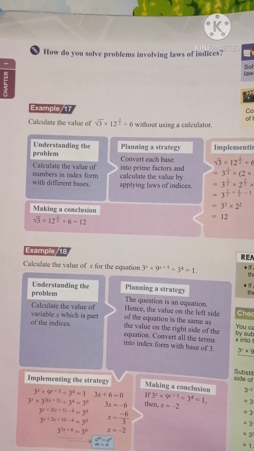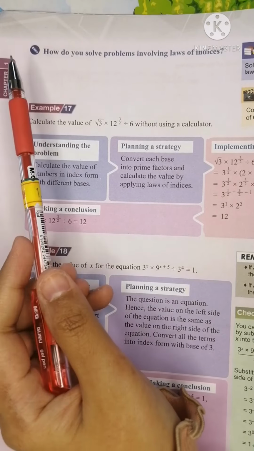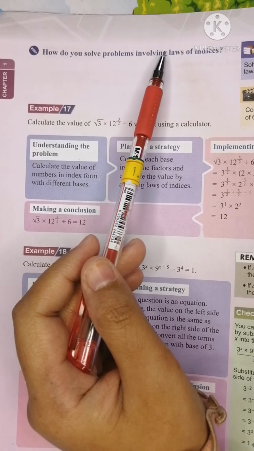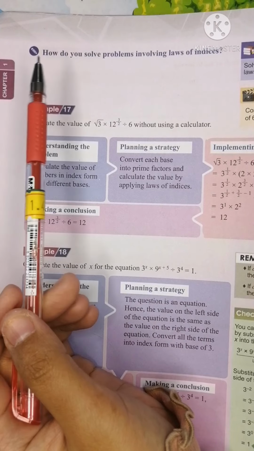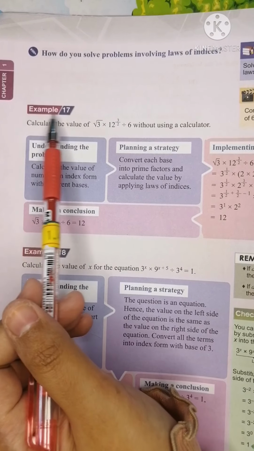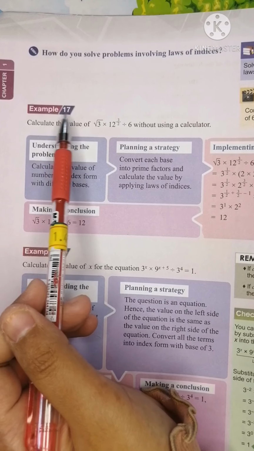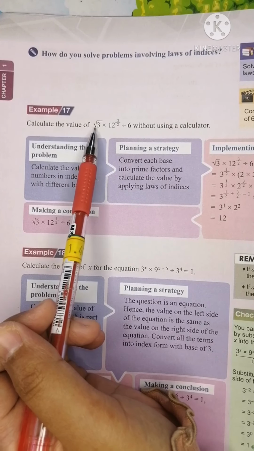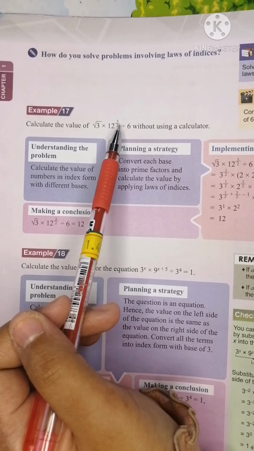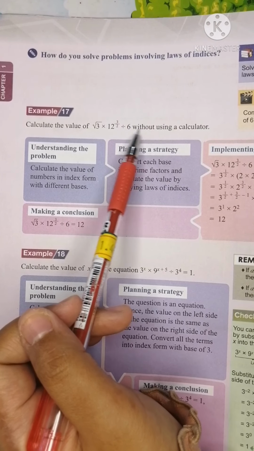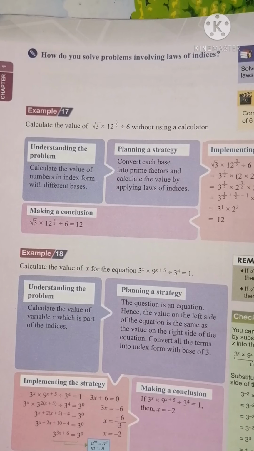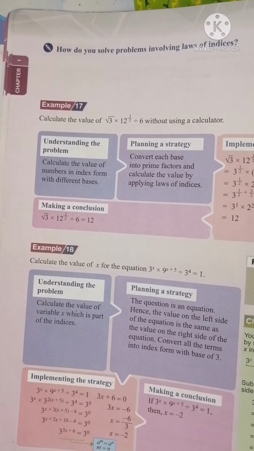Okay, so that's it. Done for this. Okay, class, this is our last lesson for chapter 1, which is how to solve problems involving laws of indices. So this is related to problem solving. Okay, look at example 17. Example 17: calculate the value of square root 3 times 12 to the power of 3 over 2 divided by 6 without using a calculator.